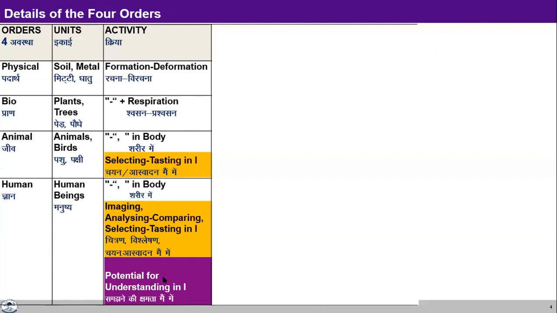So there's a potential for understanding. That potential in the violet block in the previous diagram, denoted by block B1, is a potential for understanding. So we are currently active in the domain of this imaging, analyzing, comparing, selecting, testing, the lower block, the dimension of thought, but we have to work in the dimension of realization also, and we have the potential for that.